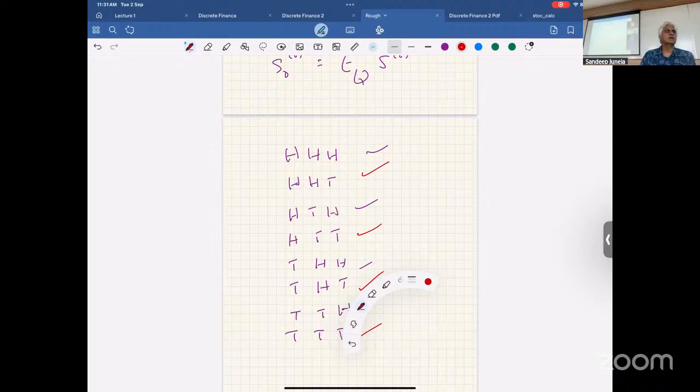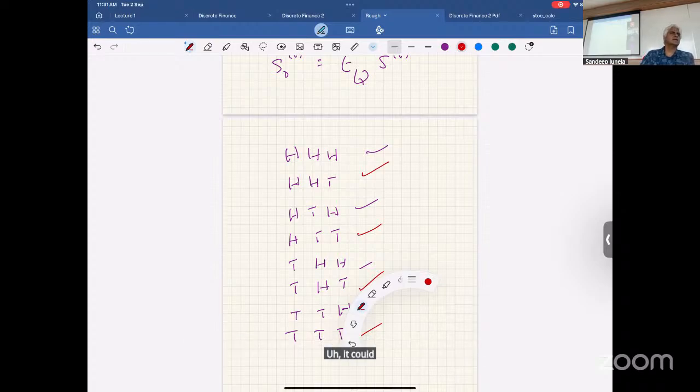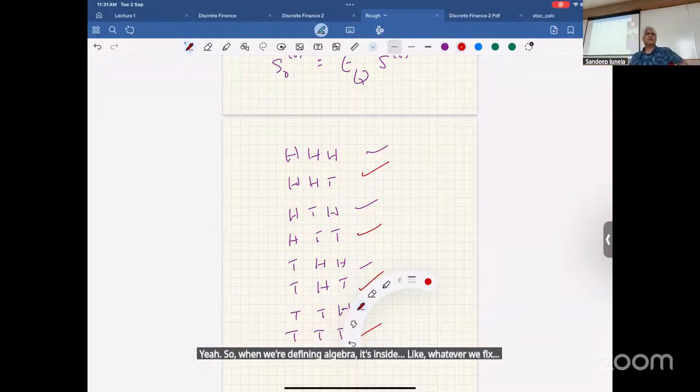Yeah, but the complement, where n is 3, the complement is this. But I'm taking subsets of 2 to the power n, where I'm choosing n equals 3, but n can be arbitrarily fixed. But it's fixed. N is fixed. We fix that to form the algebra, right? So when we're defining the algebra, it's inside whatever we fixed. So the complement is that. So let's fix an n.